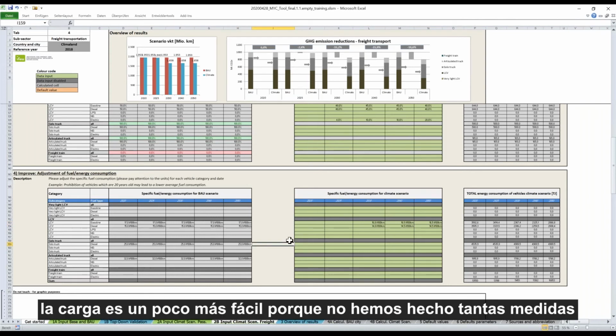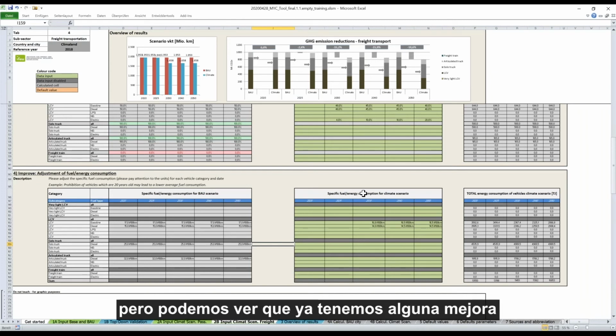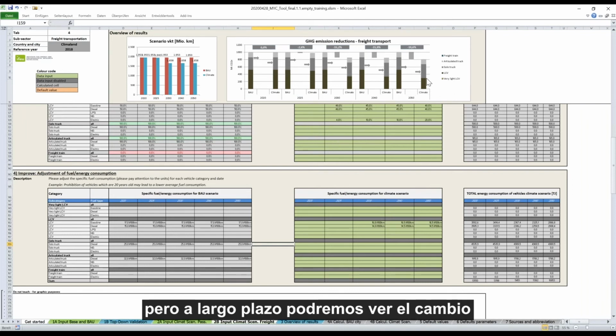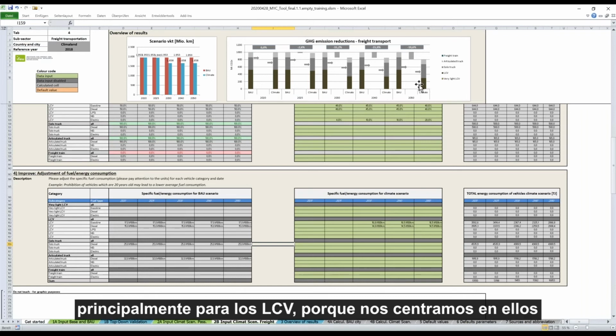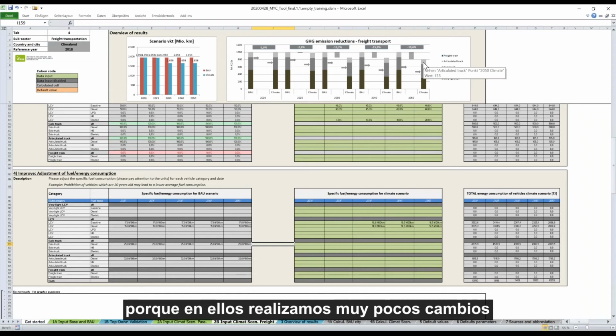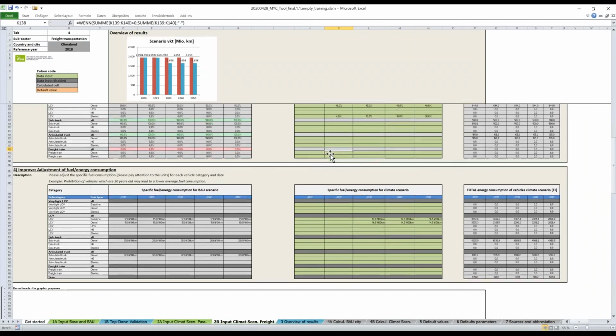Well, we are through. The freight is always a bit easier and we haven't done so many measures, but we can see that we already have some improvement, definitely. Not so much in 2025 because we're just starting in 2025, of course, but in the long run, it's paying off to, in our case, focus on LCV. We don't focus on anything else. So as you see, solo trucks are almost not improving at all. And utility trucks are almost exactly the same, because we have transferred a bit of them, but very few.